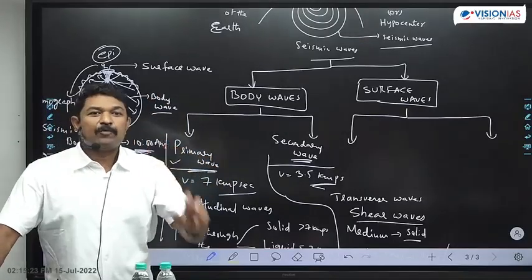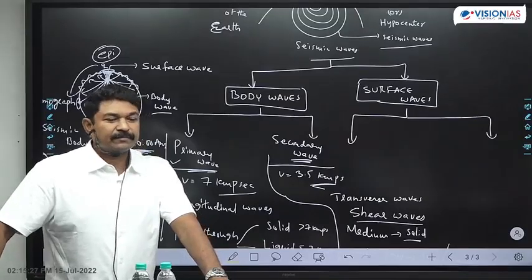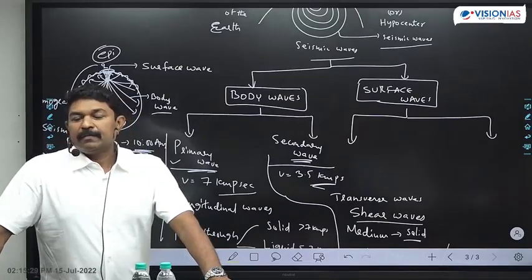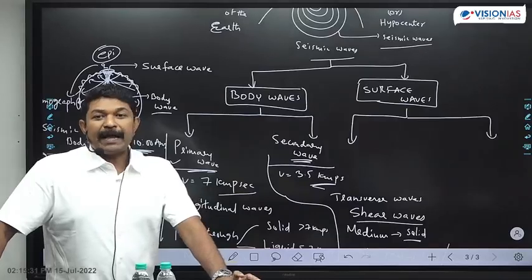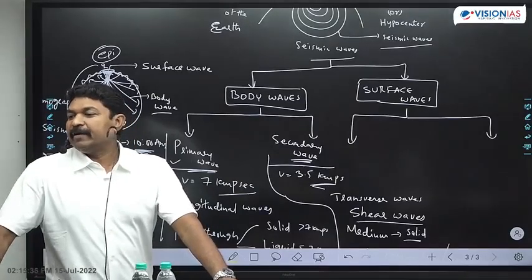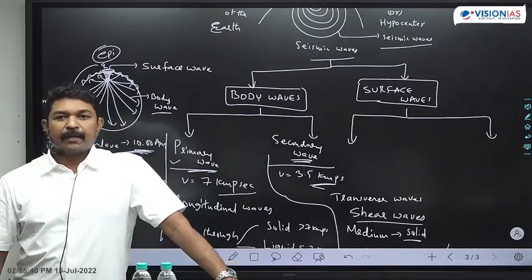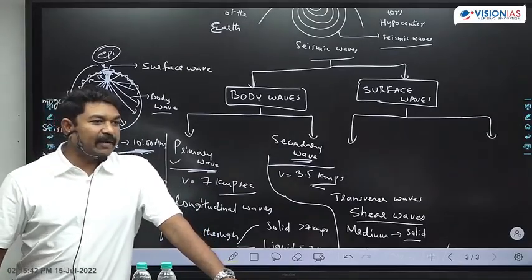The body waves are of two types. They are primary waves and the secondary waves.